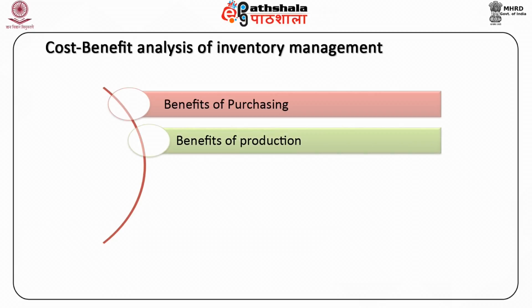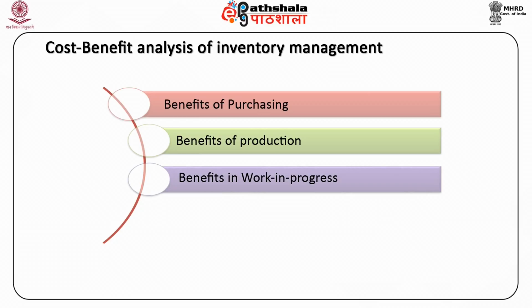Benefits of production. Finished goods inventory helps in providing flexibility in the production schedule. The firm needs to decide upon the production schedule, whether it has to be continuous throughout the year or as per the demand, seasonal demand only. Having continuous production lowers down the cost of discontinuities in the production process. Benefits in work in progress. Shortening of the production process will lead to reduction in the work in progress inventory.